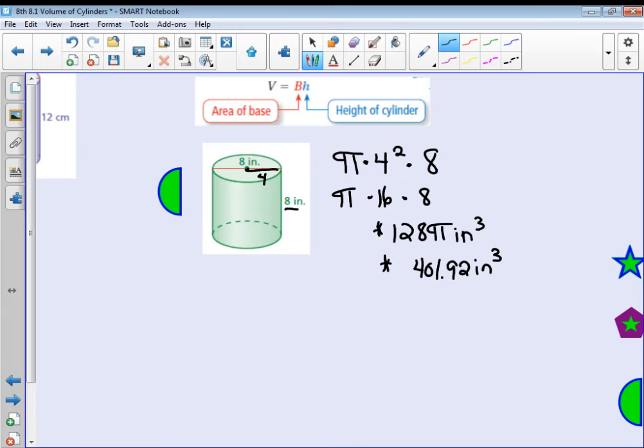I will accept either. Okay, so once again, our formula for finding the volume of a cylinder is area of base times the height. Then you'll notice as we work through some other figures, we'll be using the same formula. It's just that we're going to have a different shape other than a circle as our base.